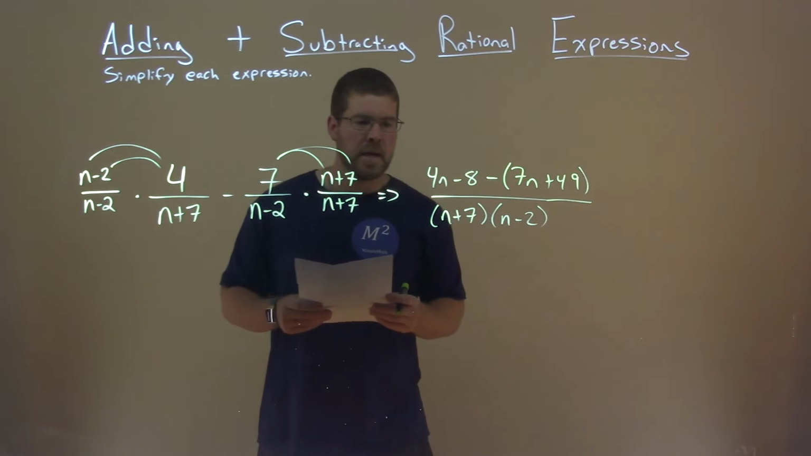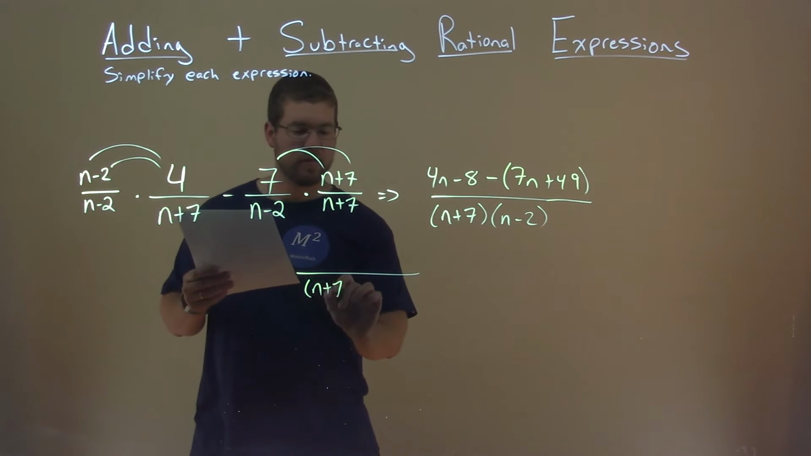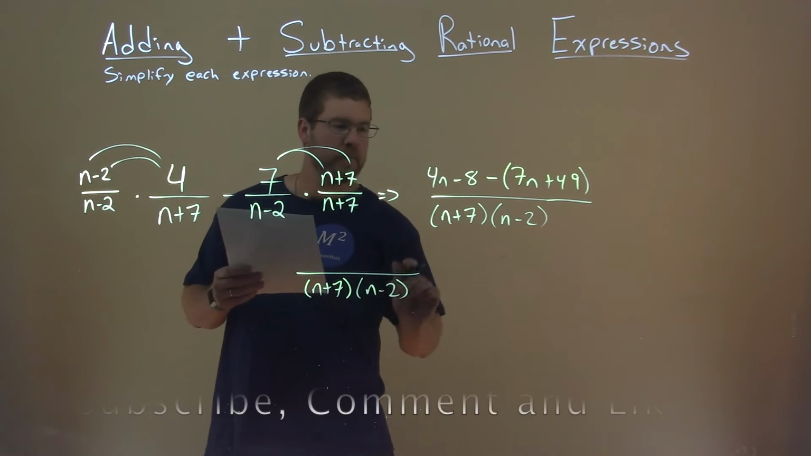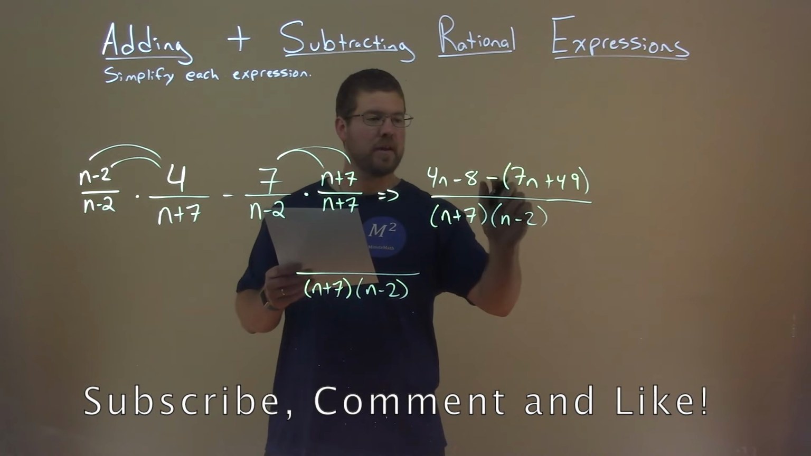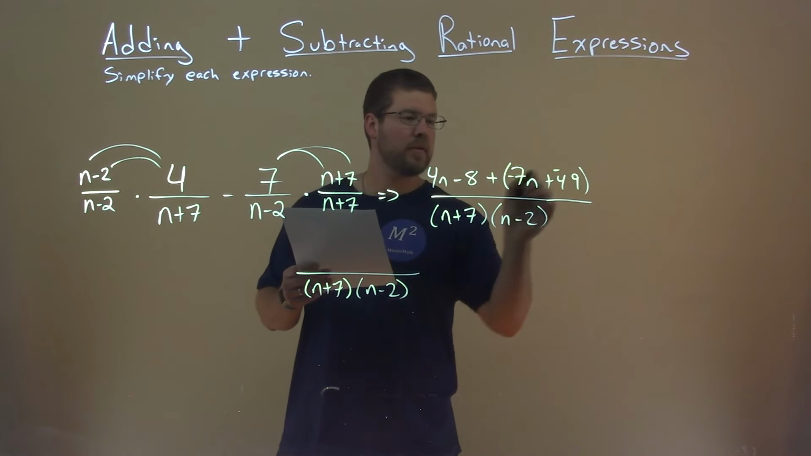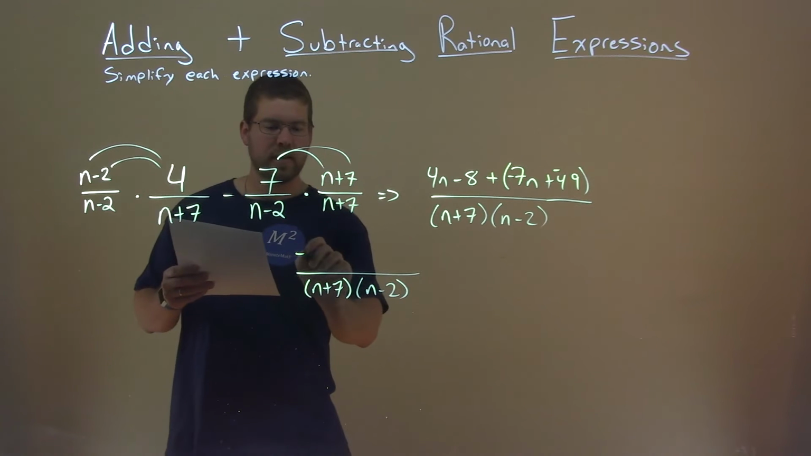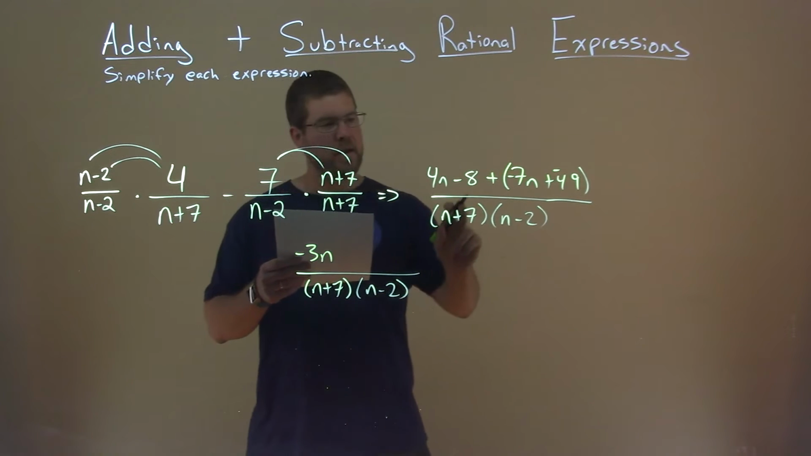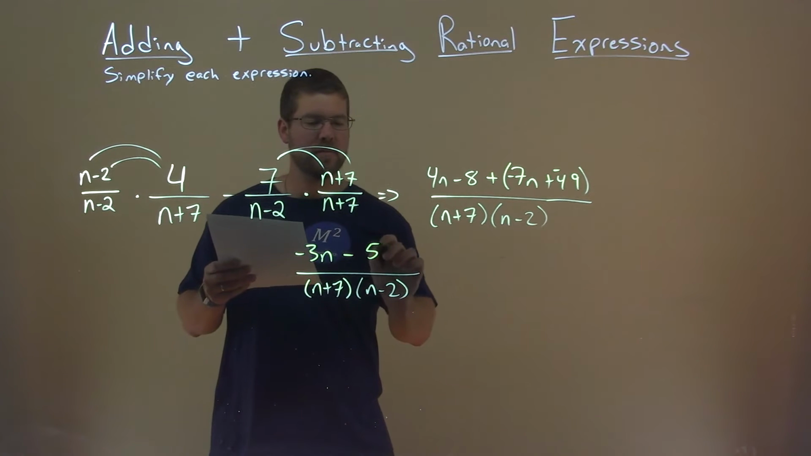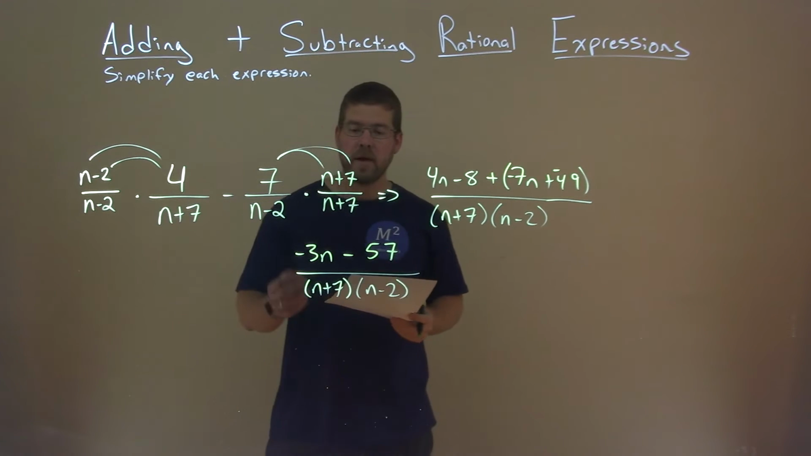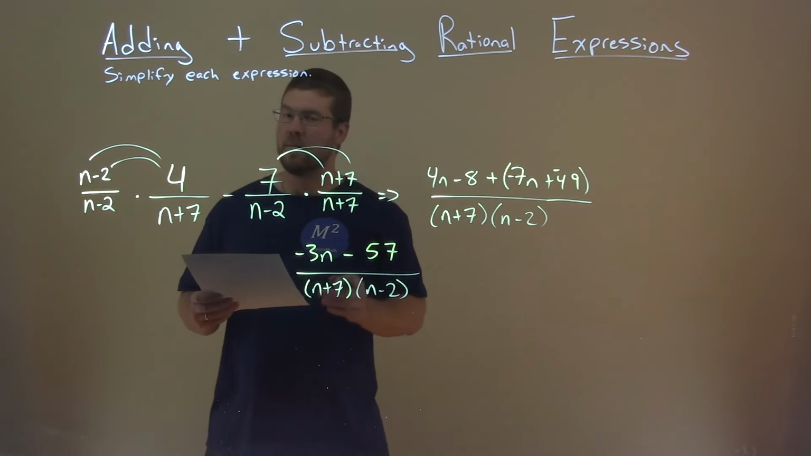Okay. Well, now we want to combine our like terms. So I'm going to keep my same base, n plus 7 times n minus 2. And let's combine our like terms in the numerator. 4n minus 7n, so let's distribute the minus sign to both parts here so we don't forget it. 4n plus a negative 7n, same thing, negative 3n. Negative 8 plus a negative 49 is a negative 57. And so there we have it, negative 3n minus 57 divided by n plus 7 times n minus 2 is our final answer.